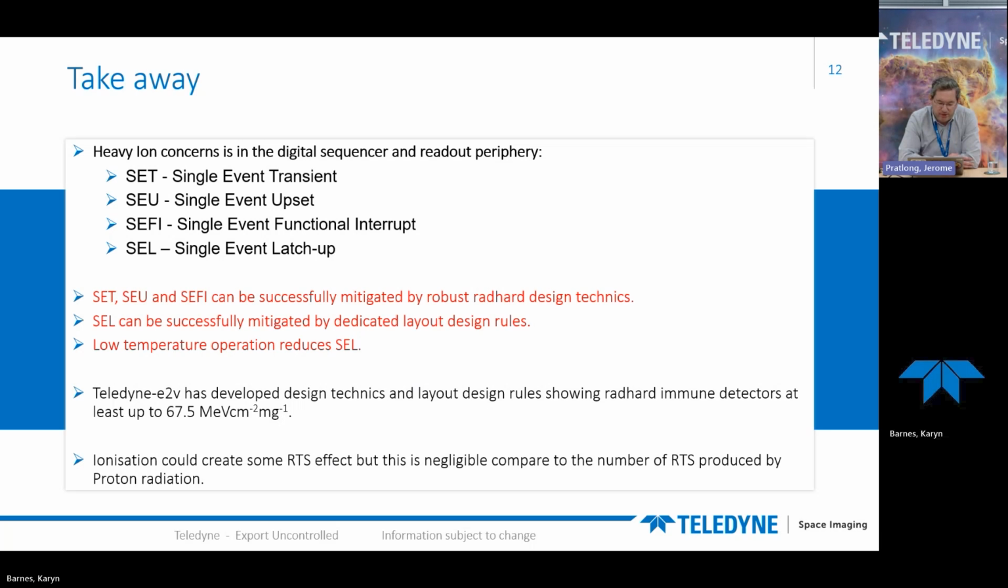During this heavy-ion testing, ionization can also create RTS effects, but this is very negligible compared to total non-ionizing dose RTS effects, and therefore is not considered a major concern.